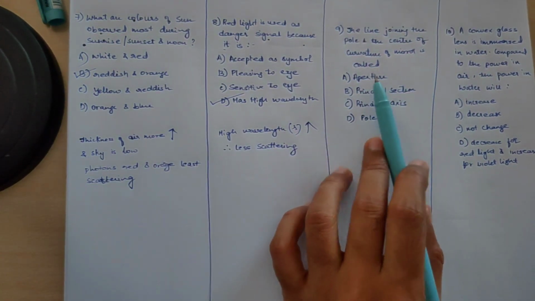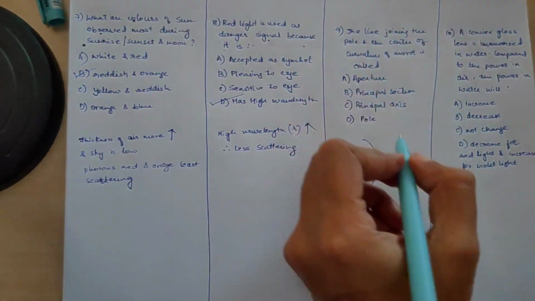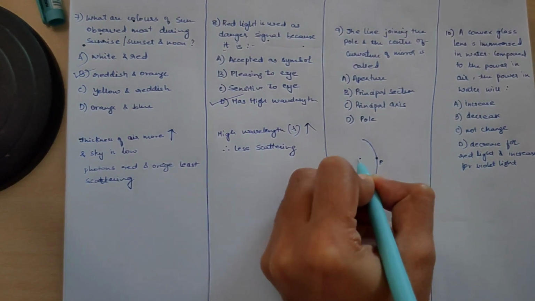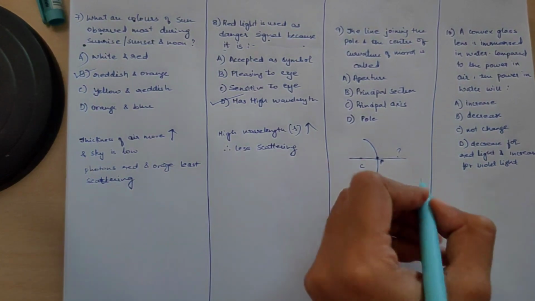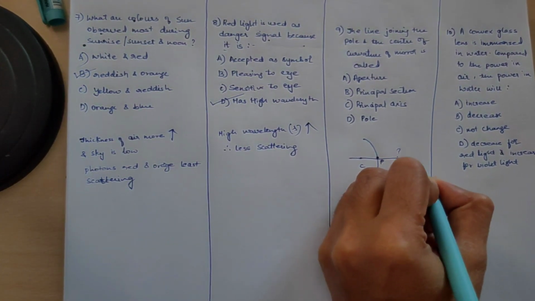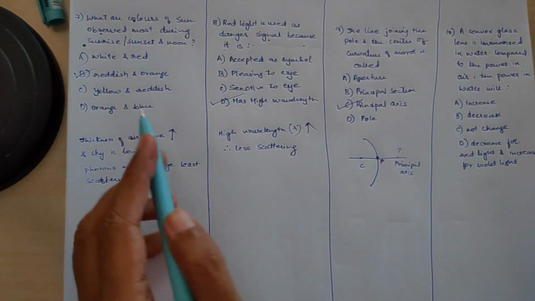Next, the line joining the pole and the center of curvature of the mirror is called what? This is your pole. This is your center of curvature. This line is called what they are asking. What is it? It's the principal axis. Principal axis. Okay, this is the option.